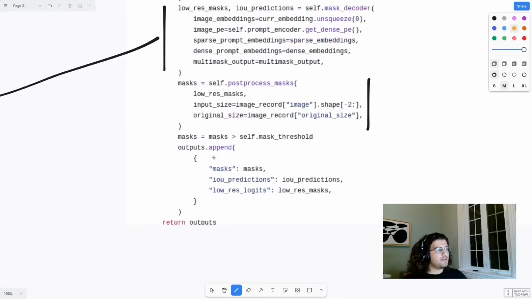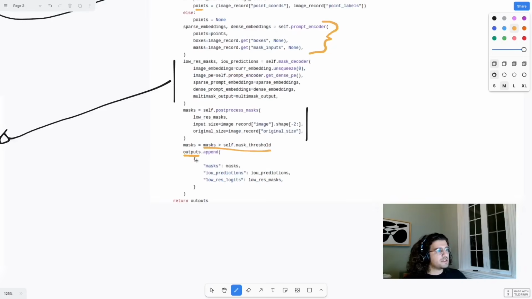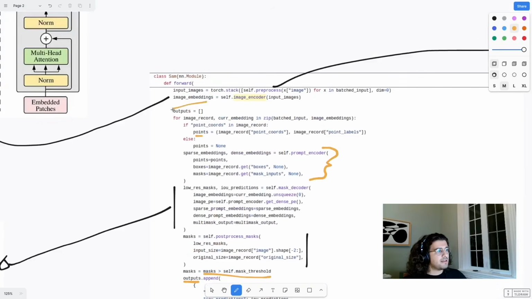And that's that. And after that, what we're doing is we're thresholding the mask, right, with this mask threshold variable, and we just output that in a dictionary. You see, we have the output here. This is a list like that. So this is how we output the list, and we go and iterate through one image at a time.